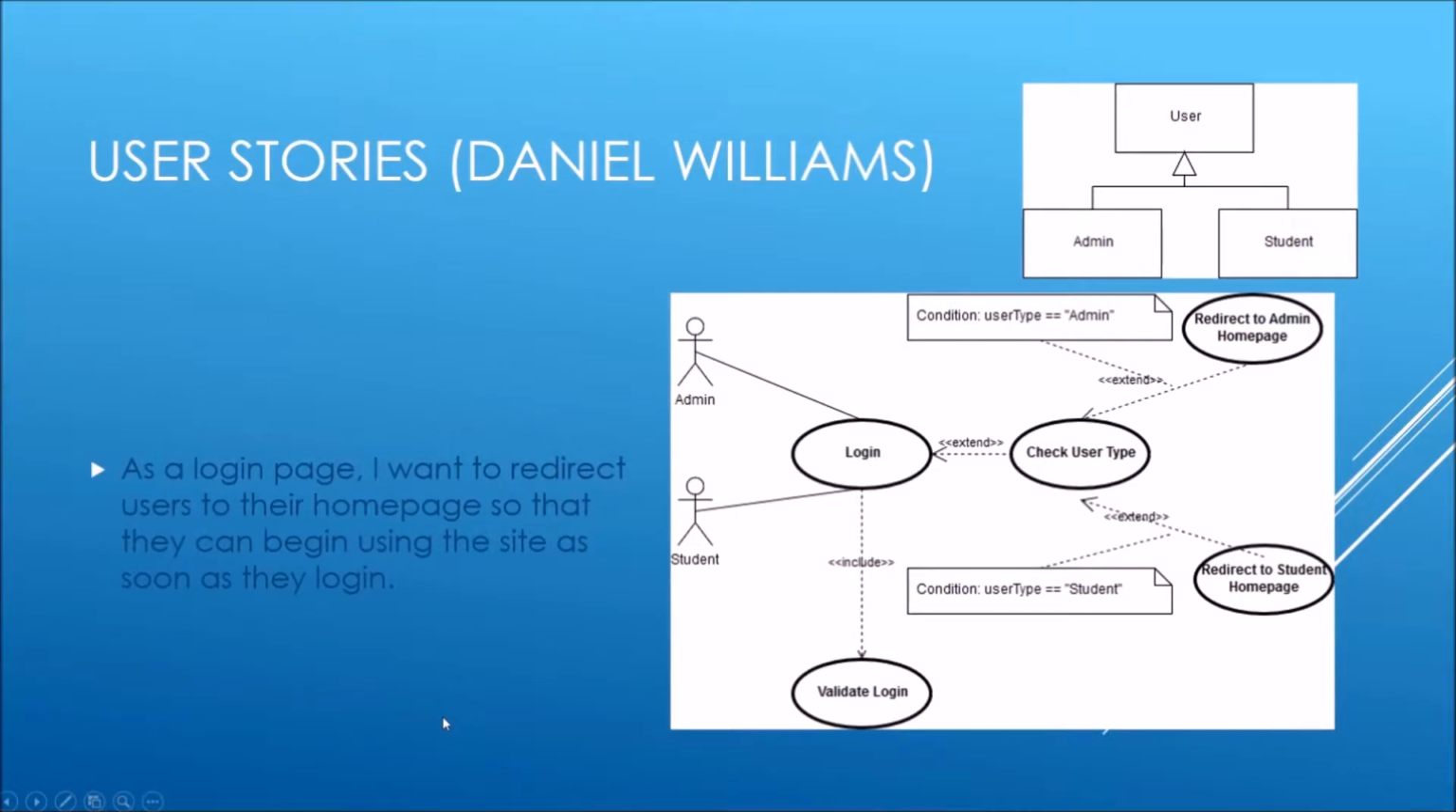As a login page, I want to redirect users to their home page so that they can begin using the site as soon as they log in. This is done using the JDBC realms. There are 3 groups that a user can be a part of. The first one is user, then within the user group, you can also be an admin or a student. If a user, an admin, or student tries to log in, their login is validated. If their login is valid, then they're redirected to a login redirect page, which checks the user type. And if the user type is an admin, then they're redirected to the admin homepage, and if the user type is student, then they're redirected to the student homepage.